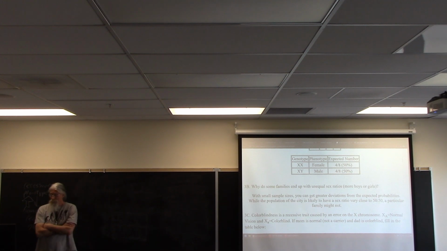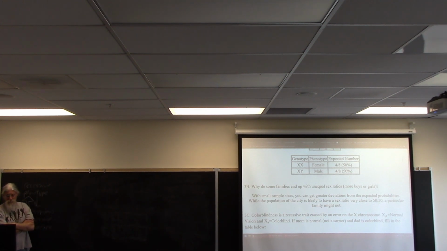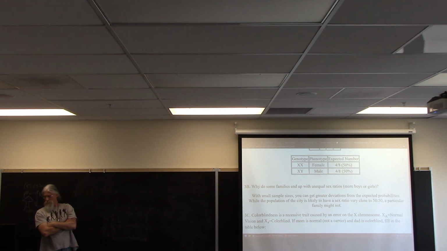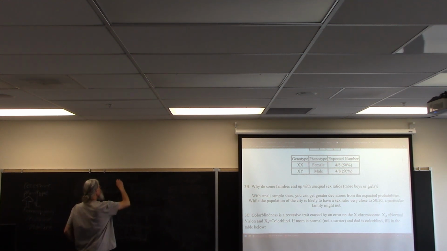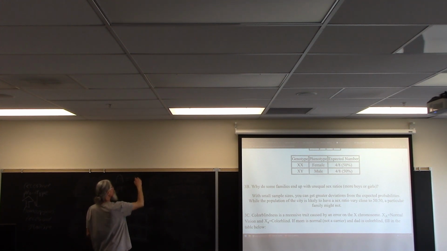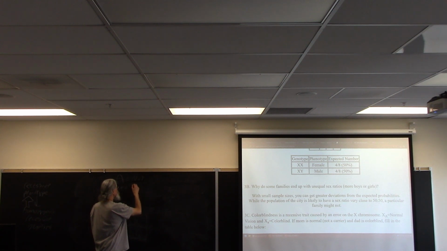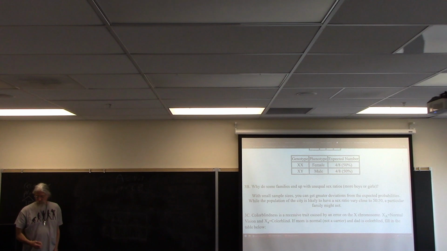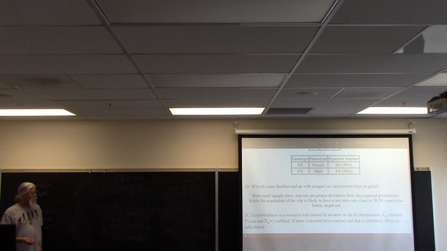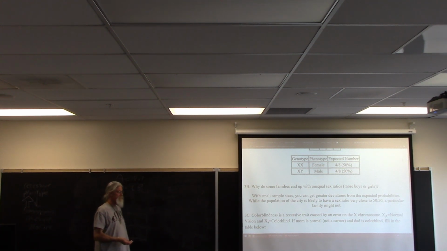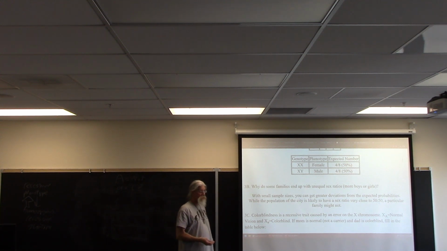But color blindness is a recessive trait. So recessive, that means that we're going to have A. So if it's recessive, that means big A equals not colorblind, and little a means colorblind. I'll just say CB. But this is not an autosomal trait. This is a trait that is carried on a sex chromosome.